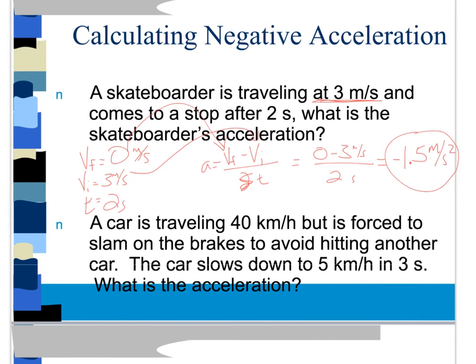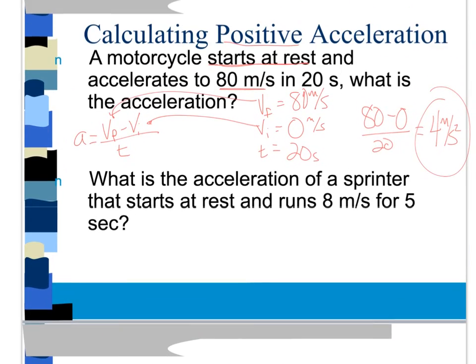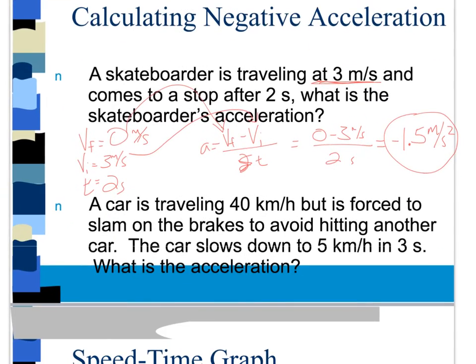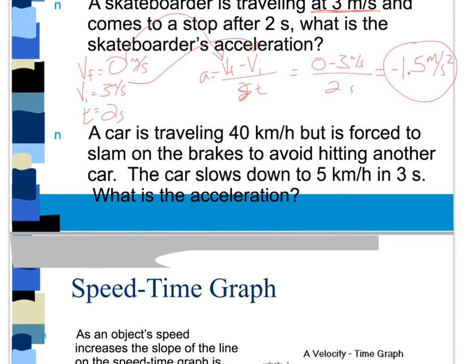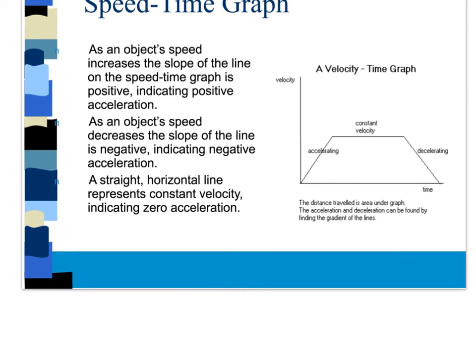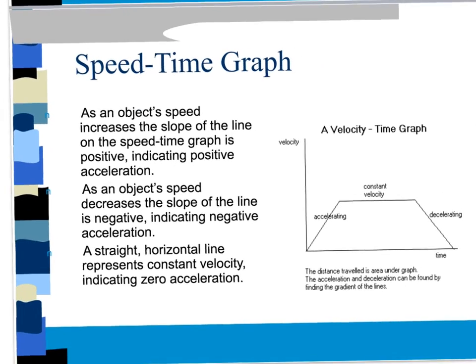So always just double check whatever scenario I give you. If the person or the car or the object is speeding up, it's positive. If it's slowing down, it's negative. All right, so make sure you just always double check that. And we're going to look at speed time graphs as well.